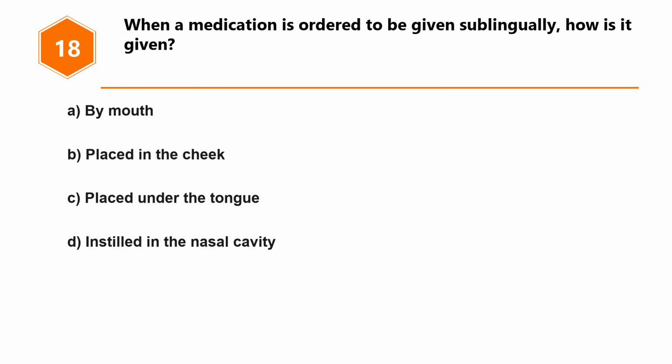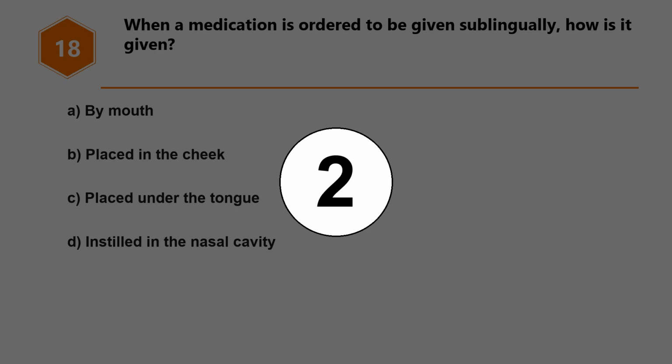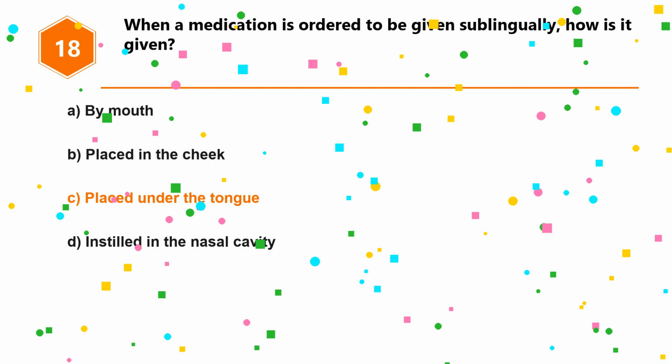Question 18. When a medication is ordered to be given sublingually, how is it given? Option A. By mouth. Option B. Placed in the cheek. Option C. Placed under the tongue. Option D. Instilled in the nasal cavity. The correct answer is option C, placed under the tongue.